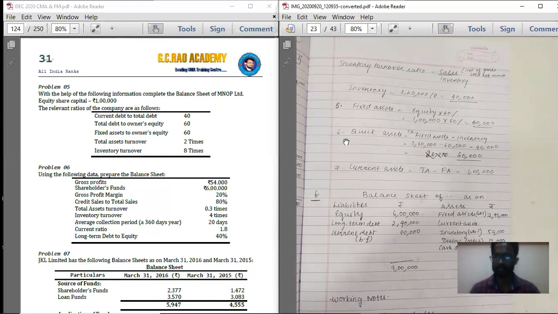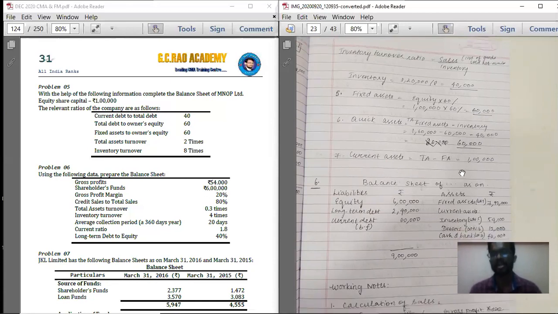Total assets minus fixed assets minus inventory, which is equal to 1,60,000 minus 60,000 minus 40,000. So quick assets is equal to 60,000. So the answer is 60,000, which is quick assets.